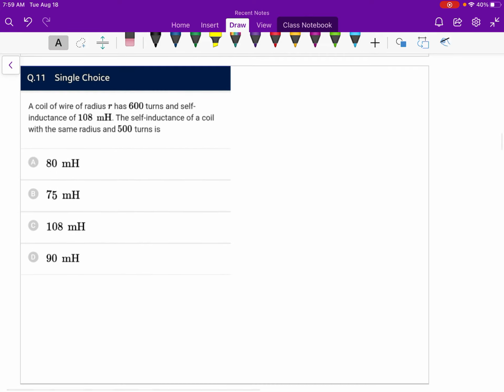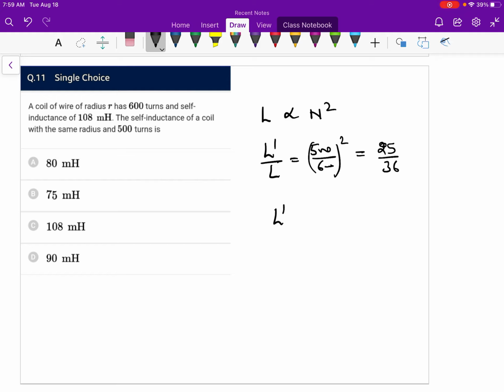A coil of radius R has self-inductance. Self-inductance of a coil with the same radius and 500 turns. Self inductance is proportional to n square, so L dash upon L is 500 upon 600 whole square, that is 25 by 36. So L dash is 25 by 36 into L, which is 108 millihenry, so that is 75 millihenry. So B is the correct option.